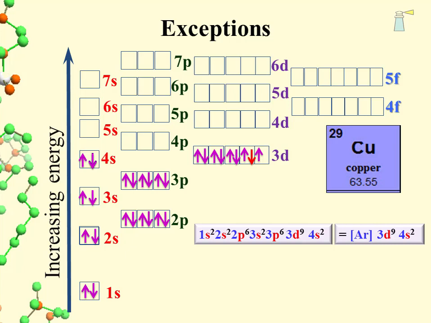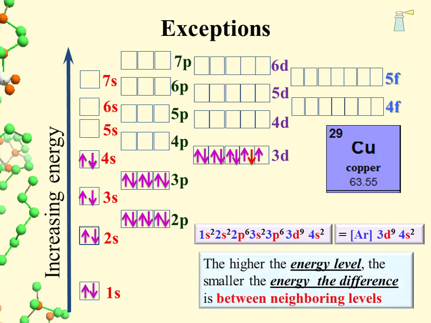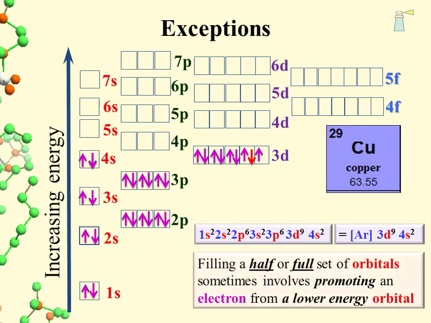Consider what should be the electronic configuration for copper with its 29 protons and electrons. The 29th electron, colored red here, is paired in the 4th of the 5 3d orbitals. The 5th orbital is occupied but unpaired. As can be seen using the stratified energy level diagram, the higher the energy level, the smaller the energy difference is between neighboring levels. They get closer together, which means generating a half-filled or fully filled set of orbitals sometimes involves promoting an electron from an orbital that is just a little lower in energy. That comes out of the complicated orbital mathematics.